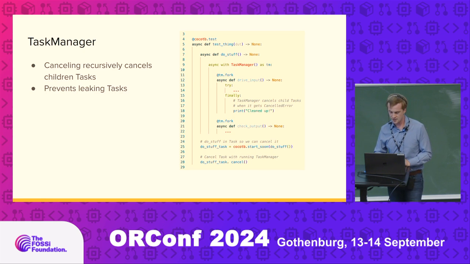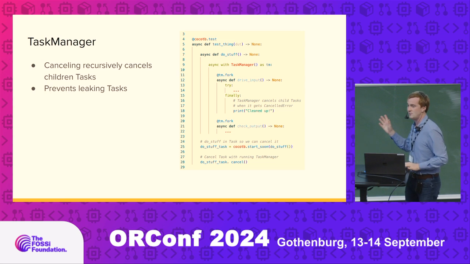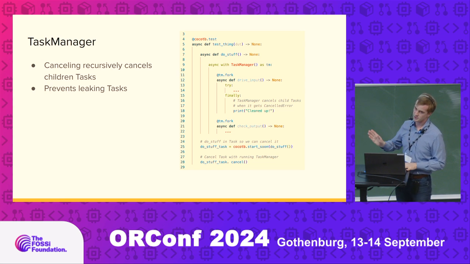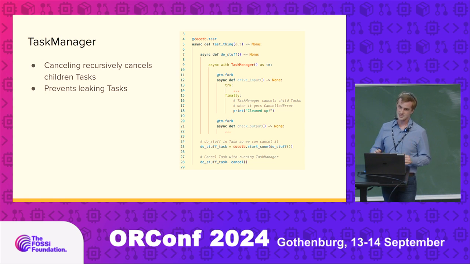And the cool thing here is when you do cancel on a task that has a task manager, because it is a context manager, it's going to run that code to clean up all of its children, and it'll do that recursively. So if you cancel a task, it'll cancel all the children too. You won't leak any tasks accidentally.